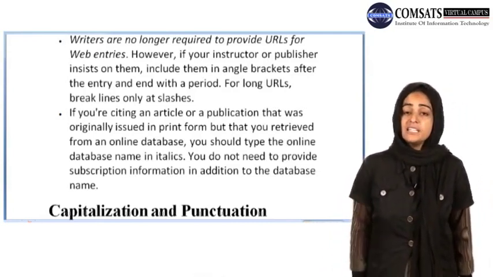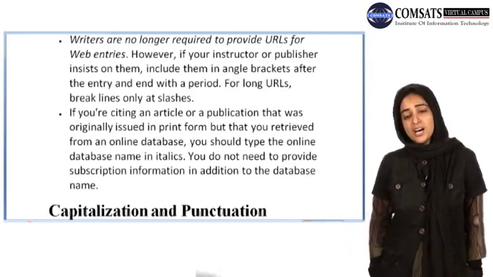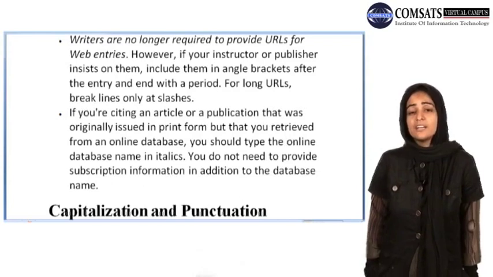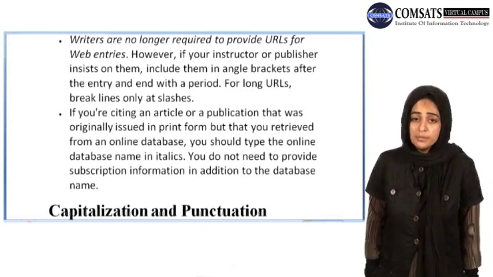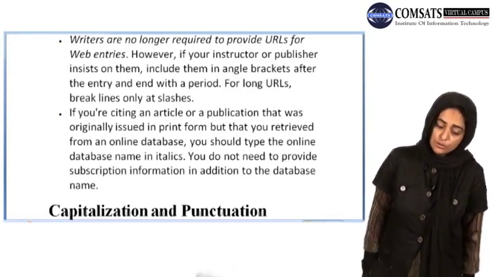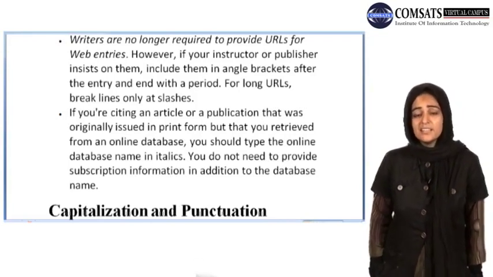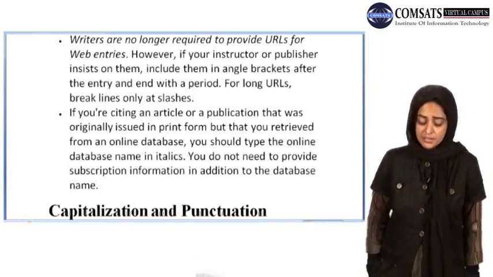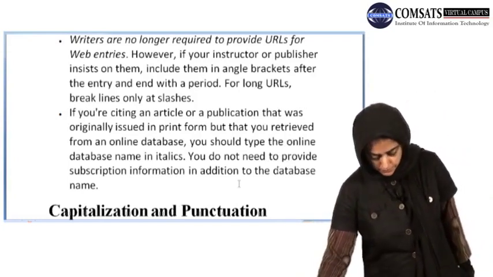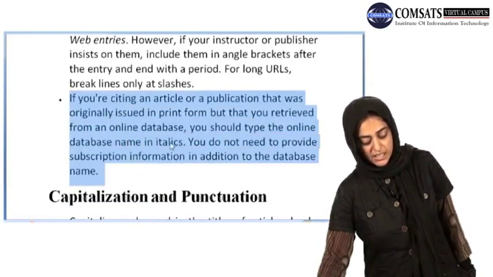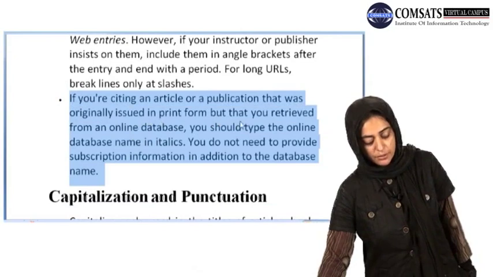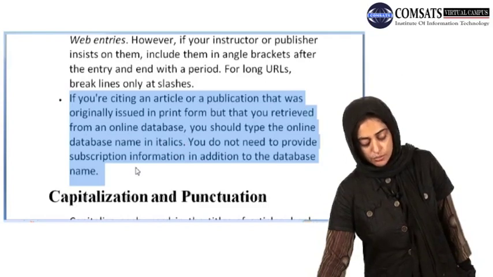Yes, subscription information in detail, that how did you subscribe to that particular electronic database, in this particular situation is not required. The reason being that it was first available in the print form and now it was shifted, although still it is available in the print form, but is also available in the electronic database. Kindly have a look on the screen. Let me read it out for you. If you are citing an article or publication that was originally issued in print form but that you retrieved from an online database, you should type the online database name in italics. You do not need to provide subscription information in addition to the database name.